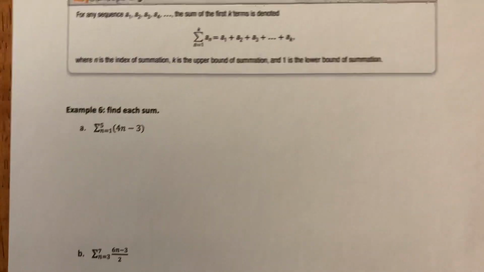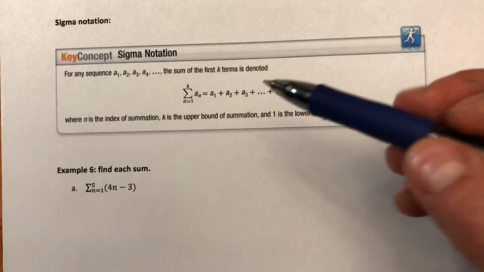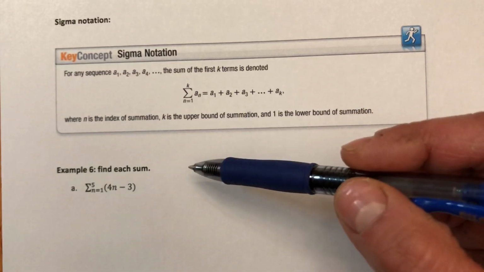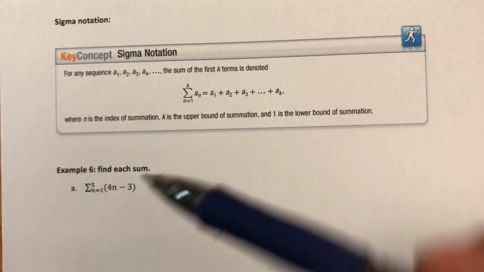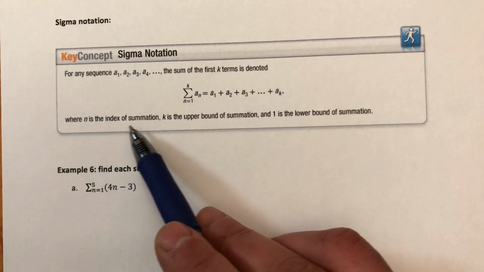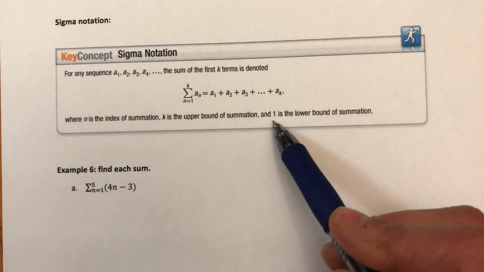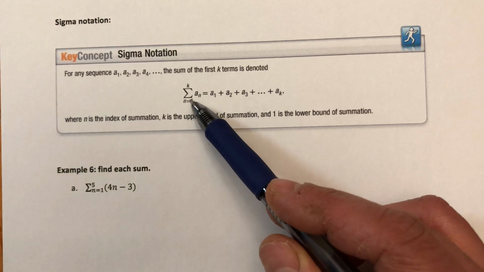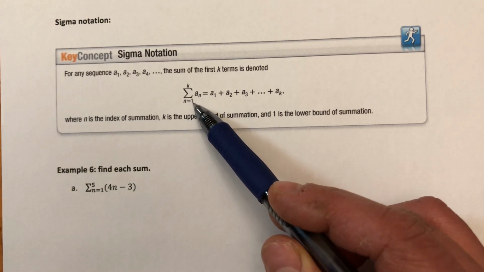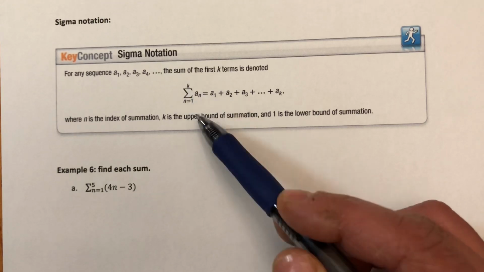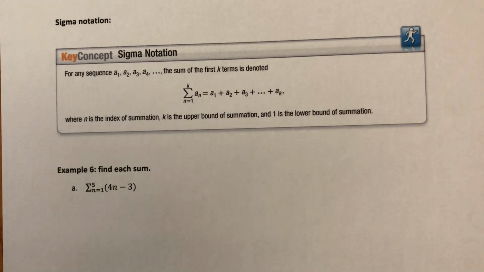All right, the last thing that I do want to talk about very quickly is the sigma notation. If we look at this one, I think it's best to look at the example, but n is the index of summation, k is the upper bound, and 1 is the lower bound. So we are starting from the first term, and going to whatever the term is defined by the top number, and then we are going to add all those terms in between. So let's quickly look at one example of how to figure out the sum.